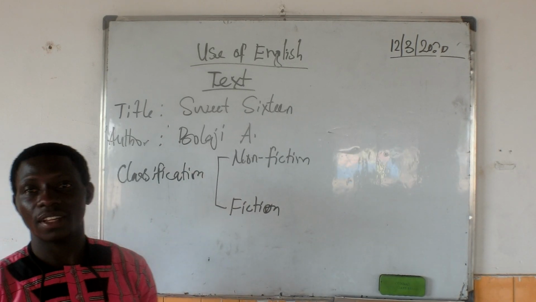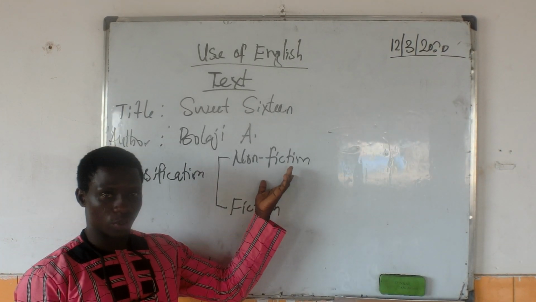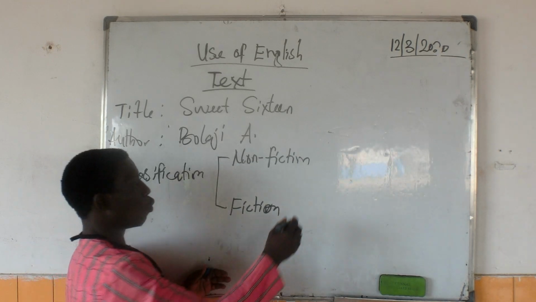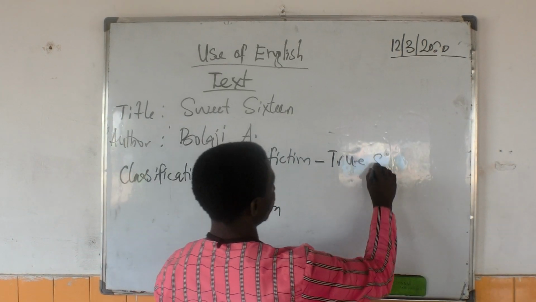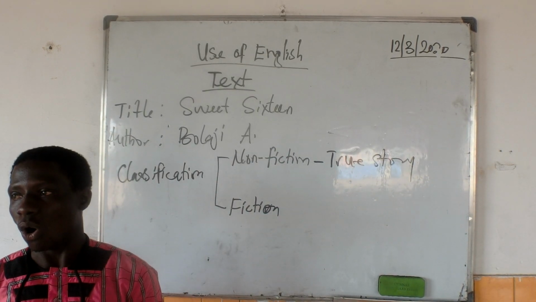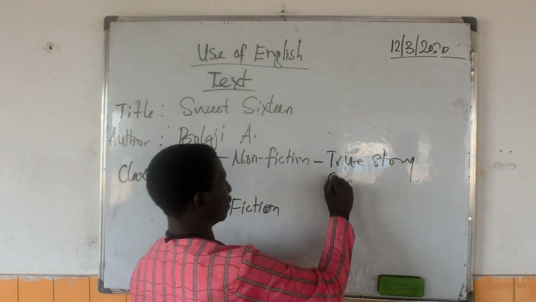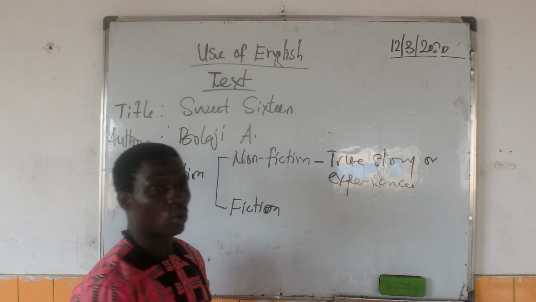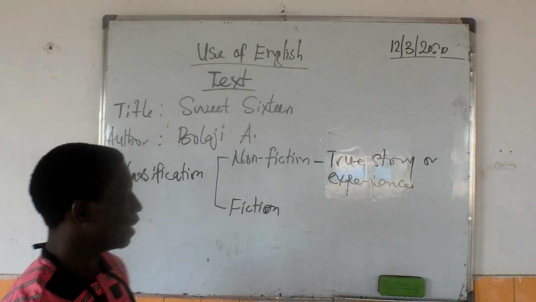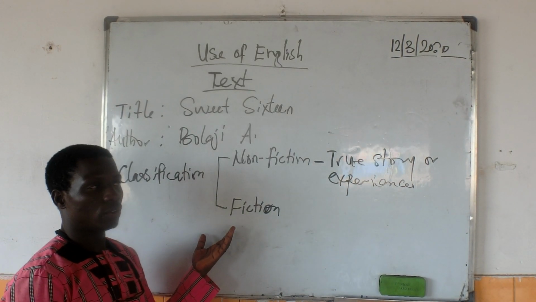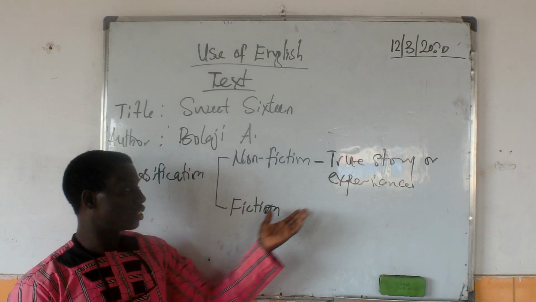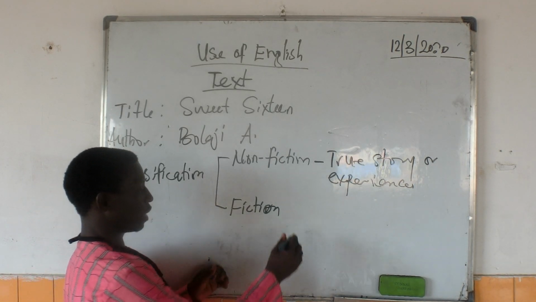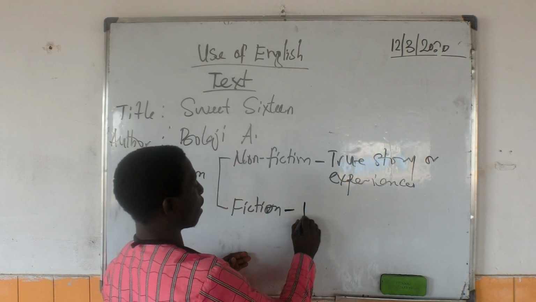So in a literary work of art, when we talk about non-fiction, we mean a story, work or text that has to do with a true life story or true life experience. So that is what we call non-fiction. Then we also have what we call fiction. Fiction is the direct opposite of non-fiction. And by definition, fiction means a story or an artistic work of art that is drawn from the power of imagination.